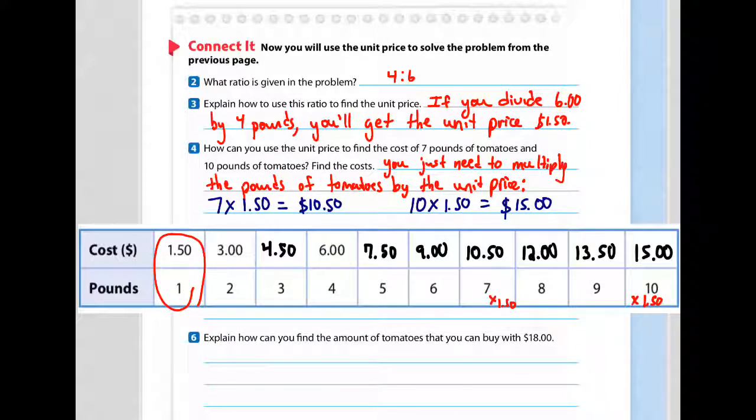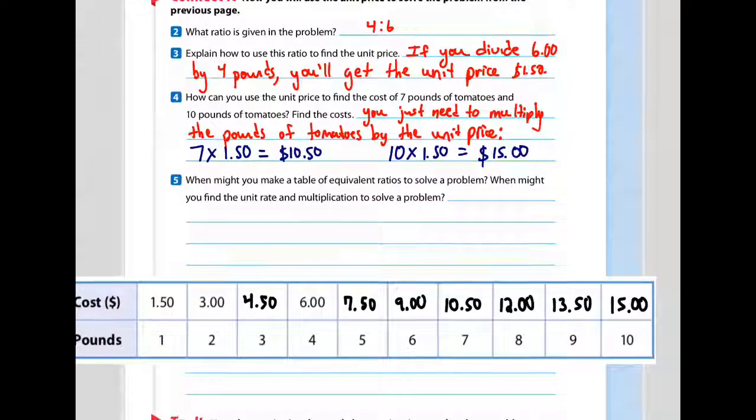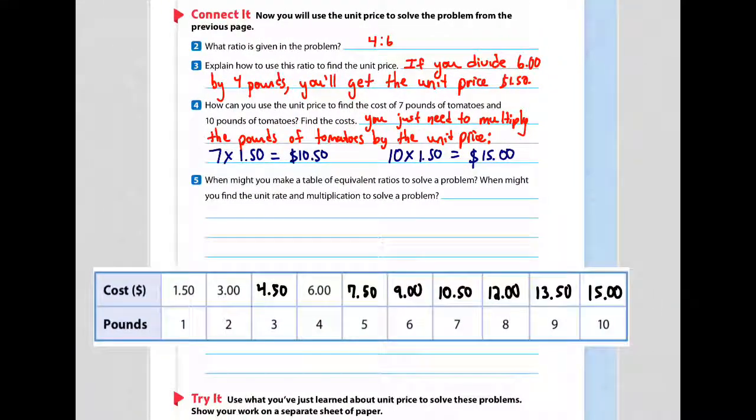Okay? So remember, however you explained, if it works, you don't have to change it. But if you had it wrong, then you could pause the video and make corrections. All right, so let's continue. Let's go to number 5. Let me move this down here. Okay, so now 5 says, when might you make a table of equivalent ratios to solve a problem? When might you find the unit price and multiplication to solve a problem? I guess they mean find the unit price and use multiplication to solve a problem.